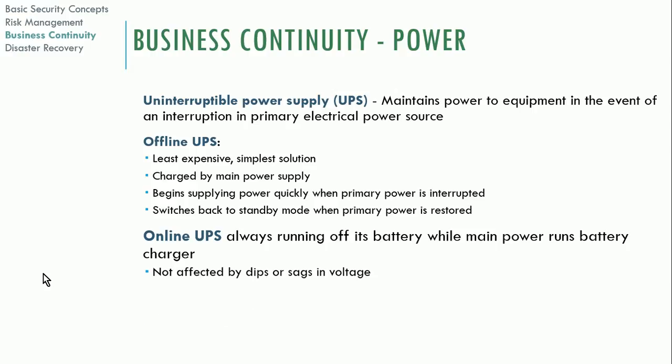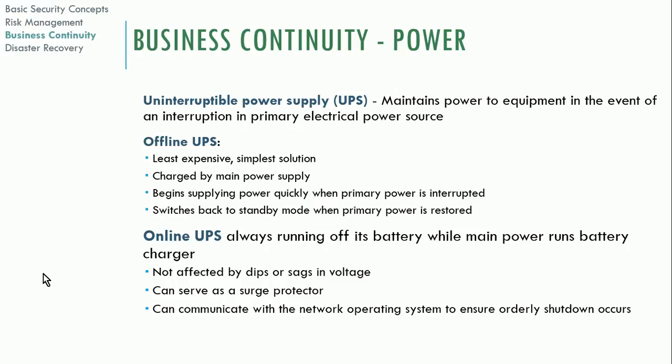Where online UPS is always running off of the battery, while main power runs the battery charger. So it's like a giant capacitor, and you get some period of time of power if the power ever goes out, but there's no interruption at all. And it can also serve as a surge protector. Most modern UPSs work like that.